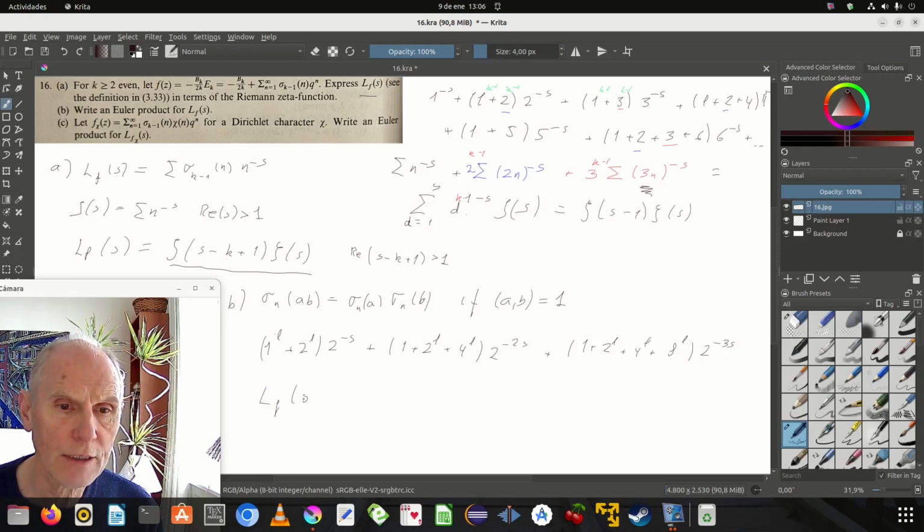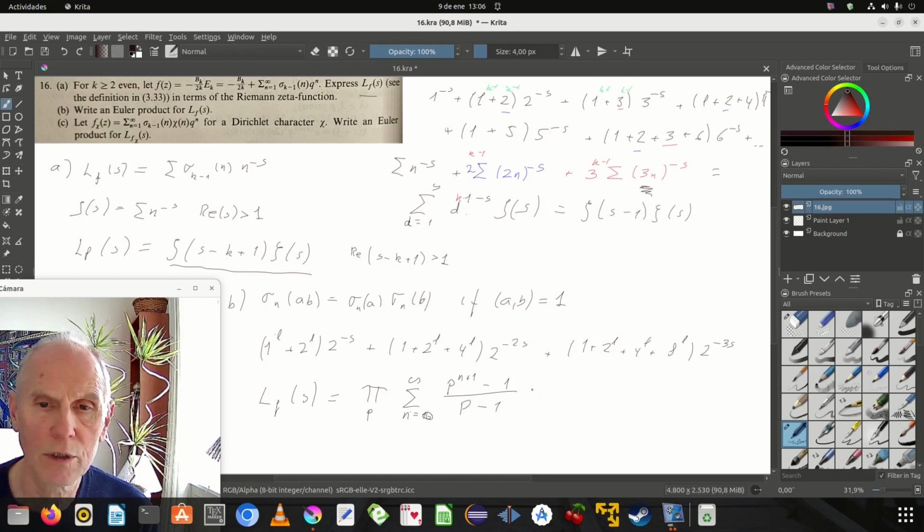So LF of S equals the product over all primes, the sum n equals 1 to infinity, p to naught to infinity, p to n plus 1 minus 1 divided by p minus 1 to p to minus n s.